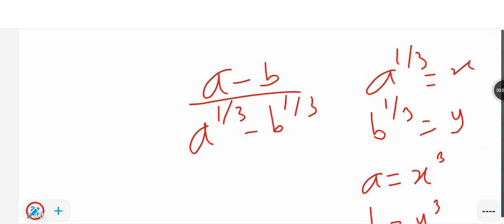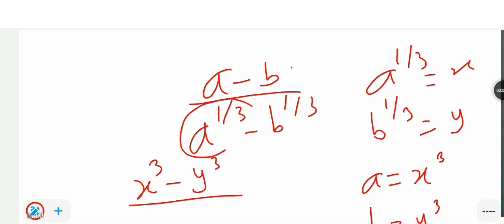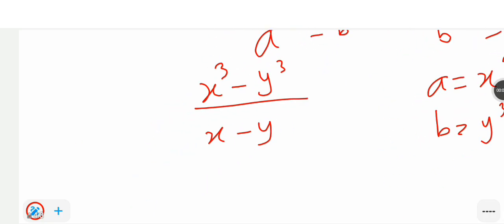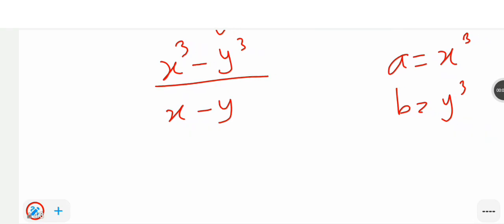So I have A right here, and I'm going to write X to the power 3 minus, I have B here, Y to the power 3. Then A to the power 1 over 3 is the same thing as X, so I'm going to write X minus Y at the bottom part. Now you just have to simplify this. This is a difference of two cubes, not a difference of two squares like we've been doing. The difference of two cubes has its own formula.